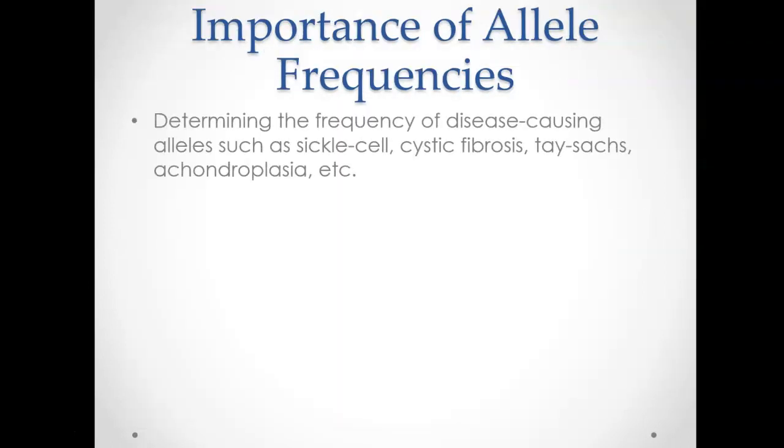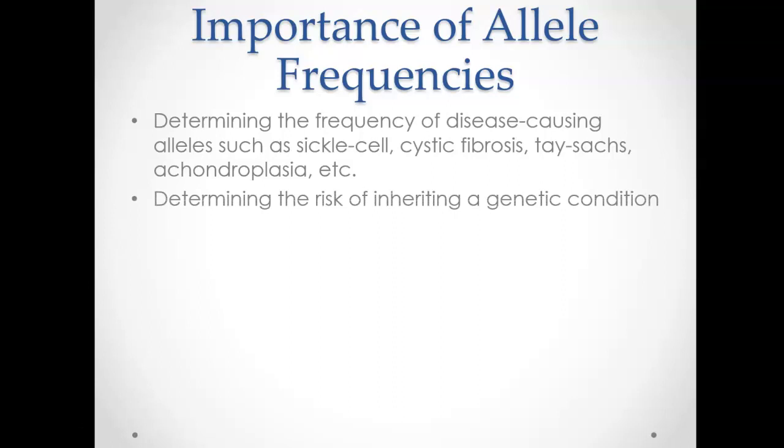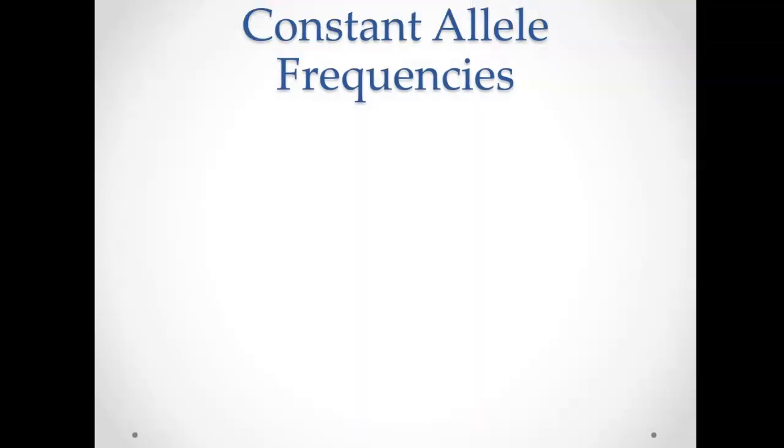Okay, so great. We can calculate allele frequencies. So why is this important? One of the things that we can do is determine how frequent disease-causing alleles are for simple Mendelian traits. So if we're looking at sickle cell and cystic fibrosis and Tay-Sachs and achondroplasia and some of those single gene traits that we've already discussed, we can look at the risk of inheriting a genetic condition. So if we know that in this population the frequency of the sickle cell allele is 20%, then we can start to calculate what the risks are of inheriting certain genetic conditions.